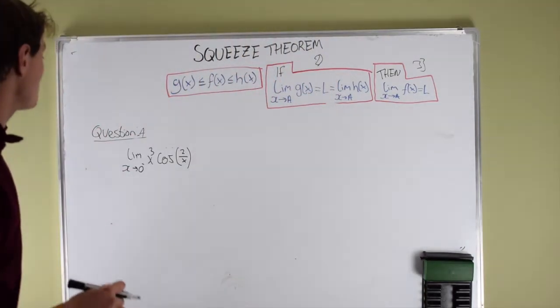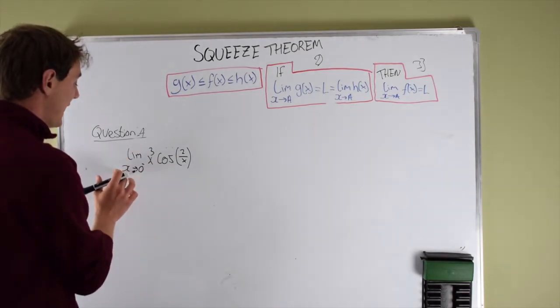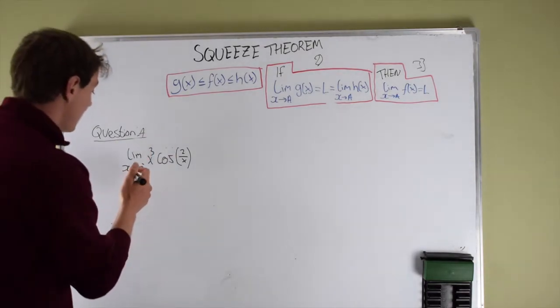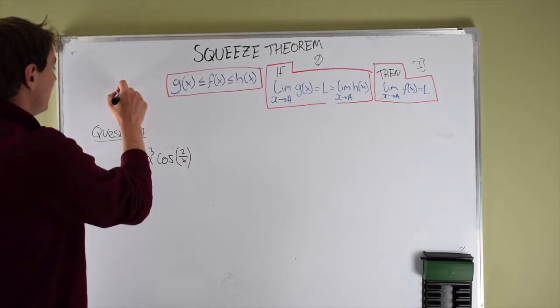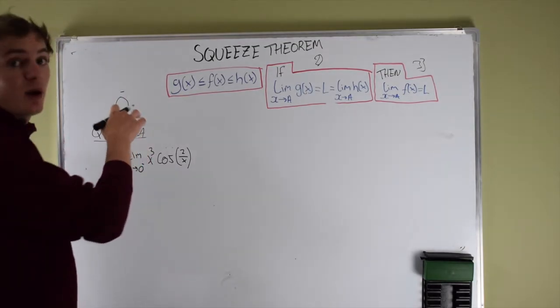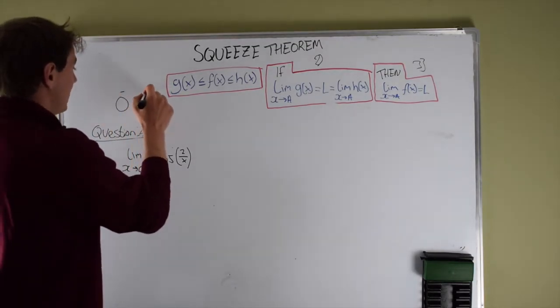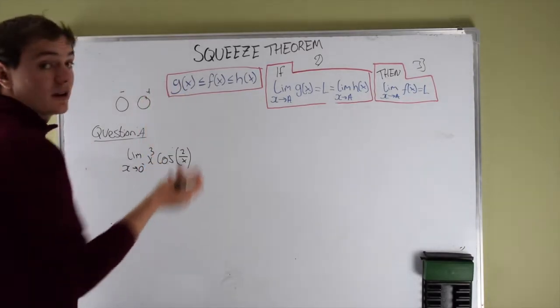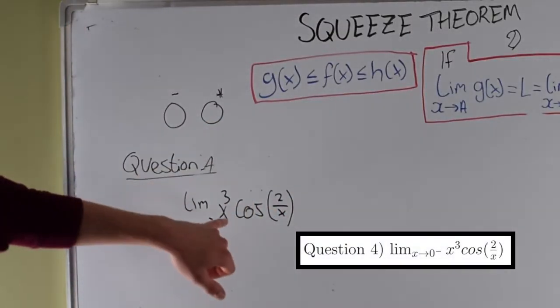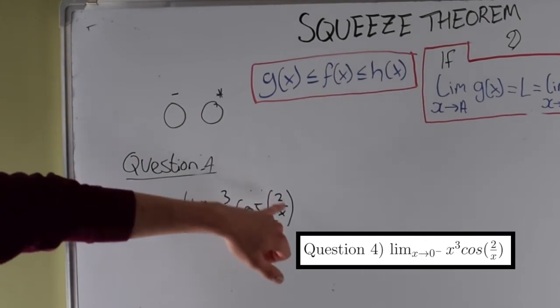Okay, so the fourth and final question here we've got is the limit as x approaches 0 from the left hand side, and the left hand side is denoted just by 0 to the power of minus, and then the right hand side is 0 to the power of a plus. Now our f of x is x cubed all times by cosine of 2 over x.